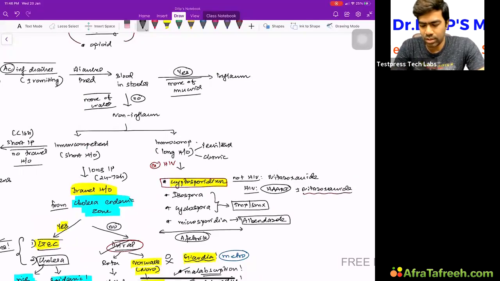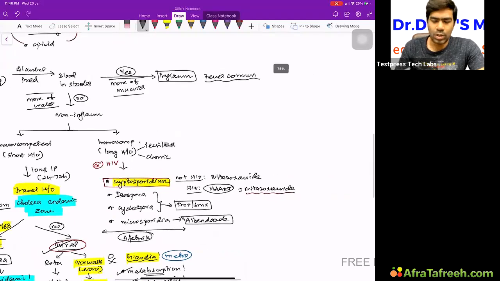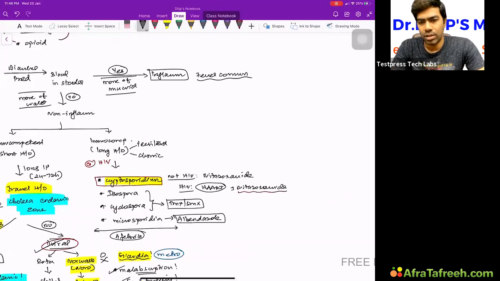So whenever you get an inflammatory diarrhea, typically in all these situations, fever is extremely common. Number two, second thing that you need to know. So fever is common, but they may or may not have fever.